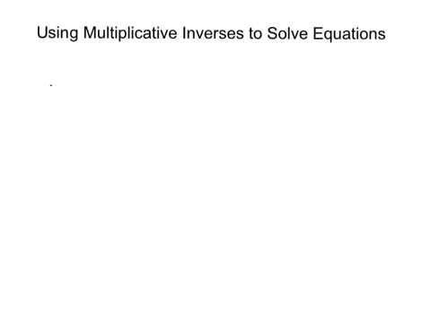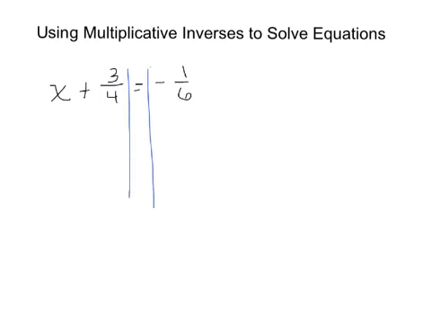If I have x plus 3/4 is equal to negative 1/6, I'm going to do the same thing I did before of splitting this up to two sides. I need to subtract the 3/4 to get the x by itself, which means I also need to subtract 3/4 on this side. The difficulty becomes that I cannot just do negative 1/6 minus 3/4.